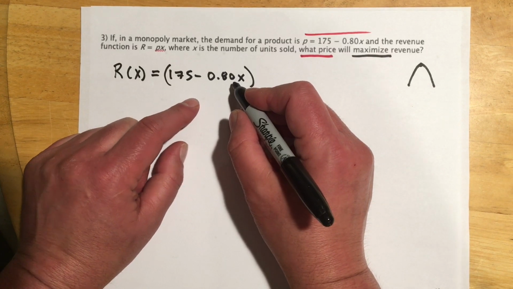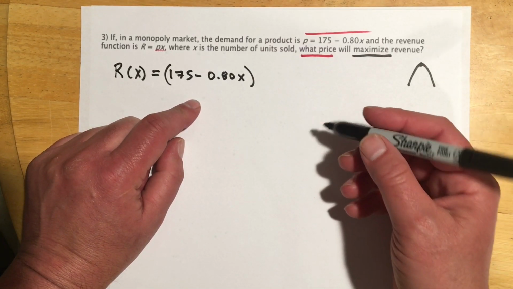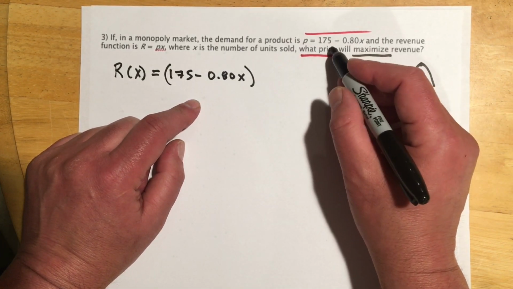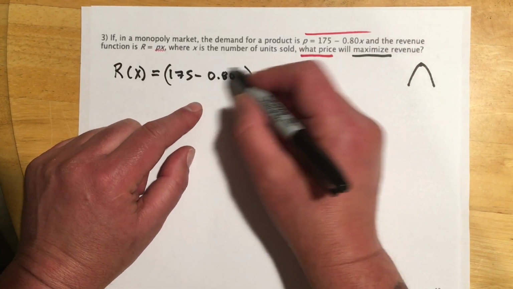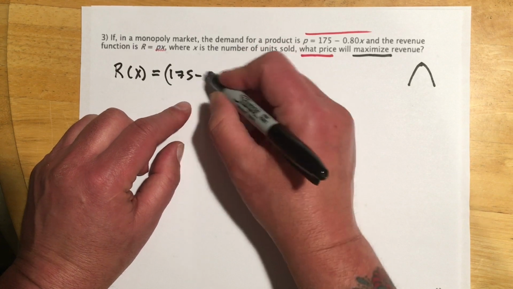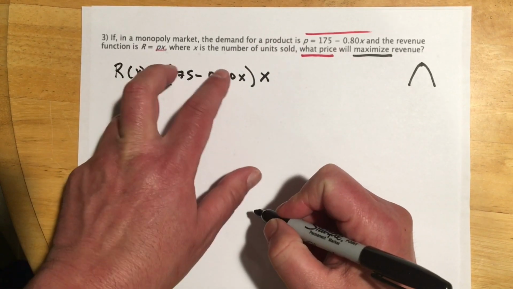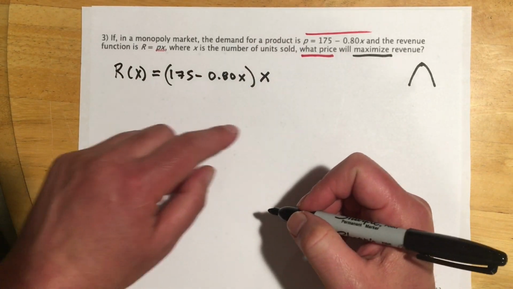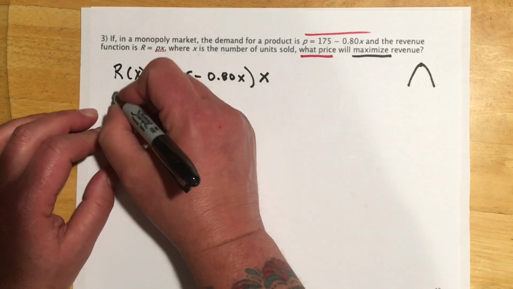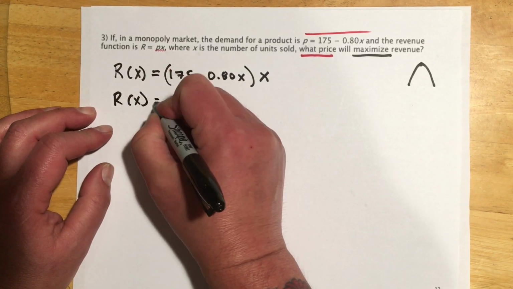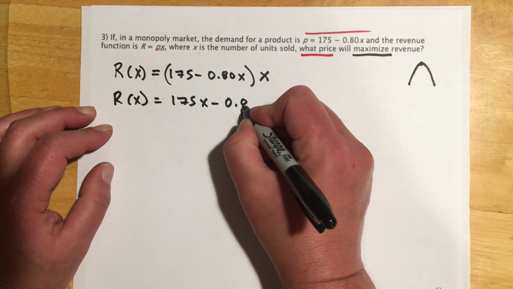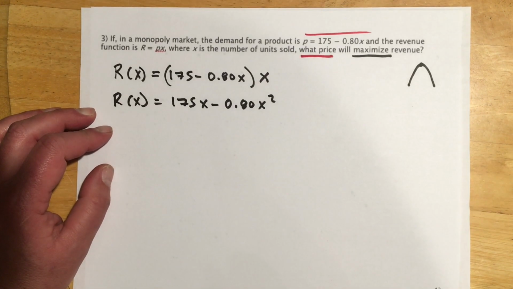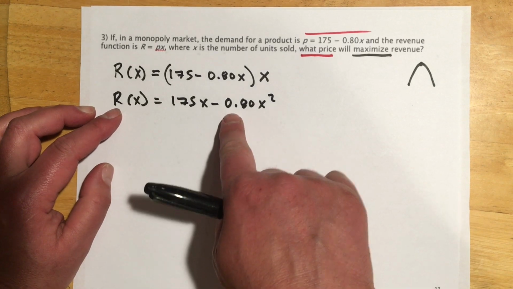Again, the price is changing. Back in 1.6, it would be like, the price, they sold them for $50 each. So we went 50 times x. It's just like that. It's just now this is the price. And so it's like there's our price times x. And then distributing my x through, I get R of x equals 175x minus 0.80x squared. So this would be my revenue function.